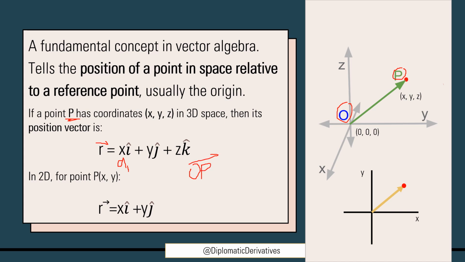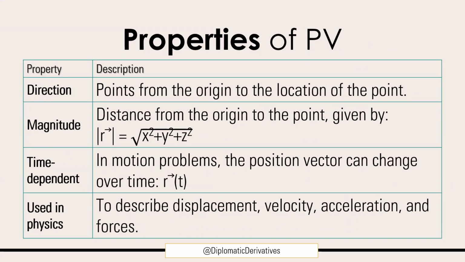Okay, so this is the position vector. Either you write it like this or like this, it doesn't make a difference. It's the same thing. Now we see some properties of the position vector. Direction, number 1: points from the origin to the location of the point. So this position vector basically tells us the direction in which the object is located. Okay. Magnitude: distance from the origin to the point.